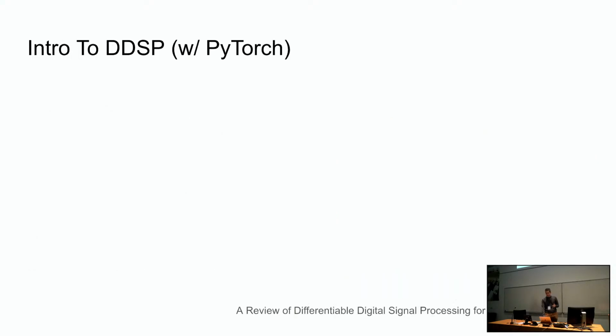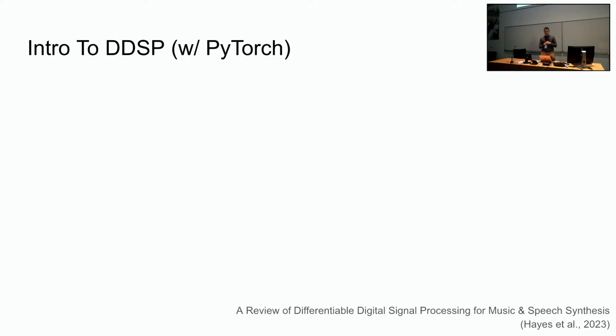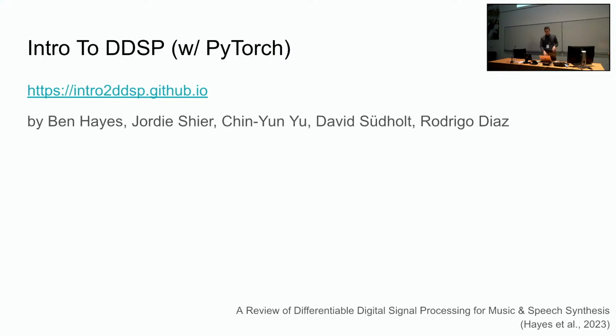So now we're going to be transitioning into some of the machine learning aspects more, and one background project on this is the Intro to DDSP with PyTorch. This was recently presented at ISMIR in Italy in November. You can visit this URL, which is a very great introduction to the topic of differentiable digital signal processing, DDSP. It was authored by these students from QMUL, Queen Mary University of London.